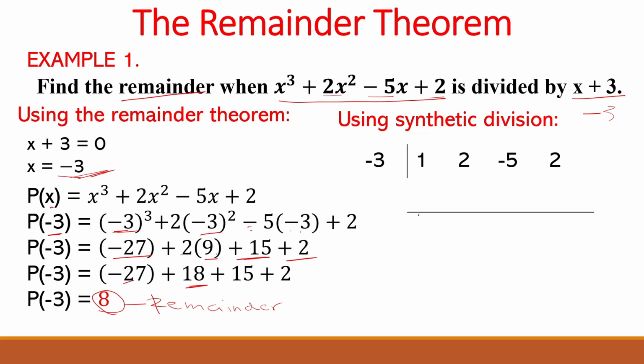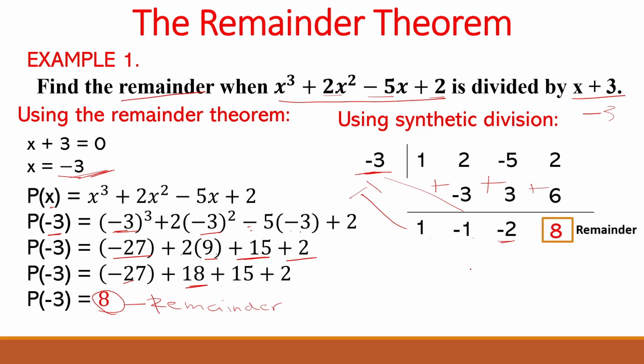So you bring down, first step is bring down the first, and then you have 1, then you multiply, so that is negative 3. Then you add 2 plus negative 3, so you have negative 1. Multiply again, so negative 1 times negative 3, so that is positive 3. You add negative 5 plus 3, so you have negative 2. Multiply again, negative 2 times negative 3, so that is positive 6. Then you add 2 plus 6, we have 8. So our remainder is 8.